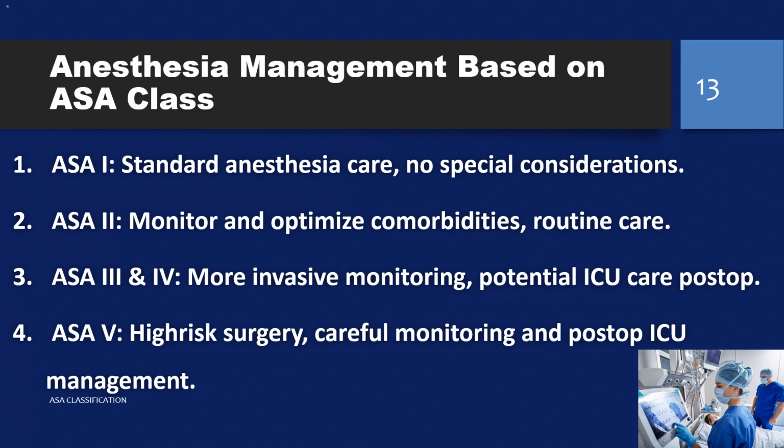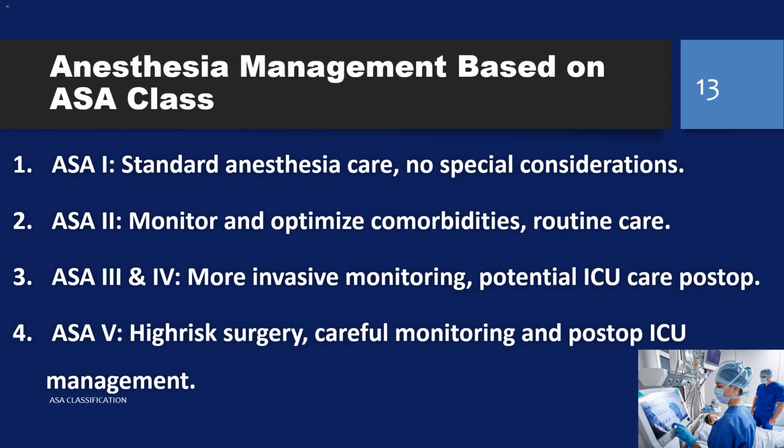Anesthesia management based on ASA class. ASA I: standard anesthesia care. Patients with no underlying health issues receive routine anesthesia care. No special considerations: anesthesia management is straightforward, with no additional precautions needed. ASA 2: monitor and optimize comorbidities. Patients with mild systemic disease require monitoring and optimization of their comorbidities. Routine care with adjustments: anesthesia care is routine, but with adjustments made to account for the patient's underlying condition.